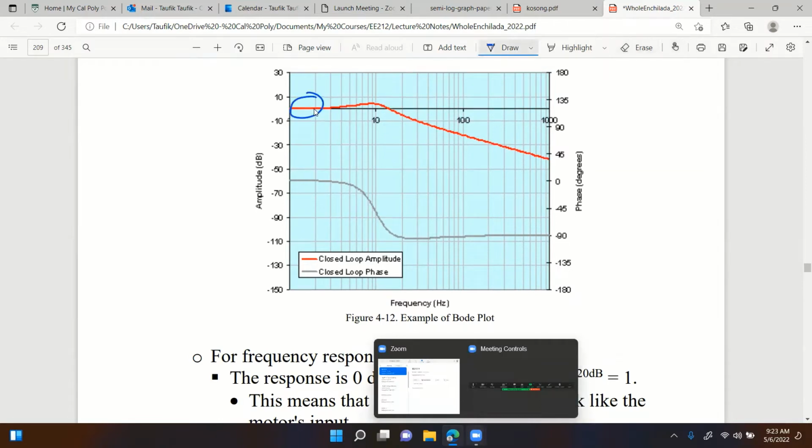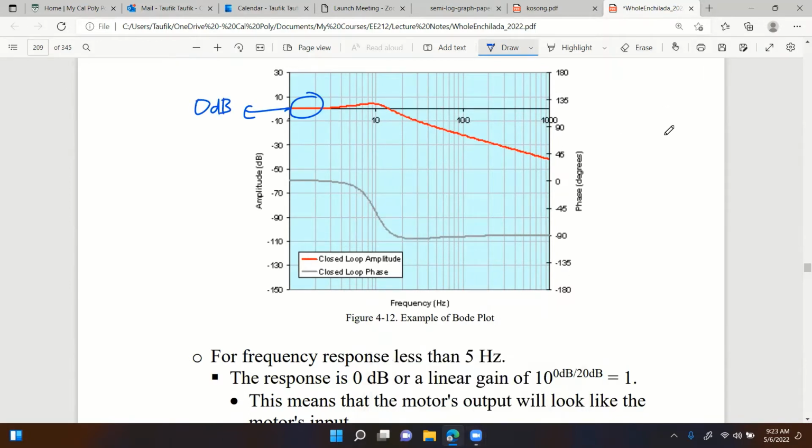Let's say over here, you can see that the gain is 0 dB, and the angle, which should be on the right axis, is 0 degrees as well. So you can see that at, let's just say, 2 hertz, the gain is 0 dB and the angle is 0 degrees.